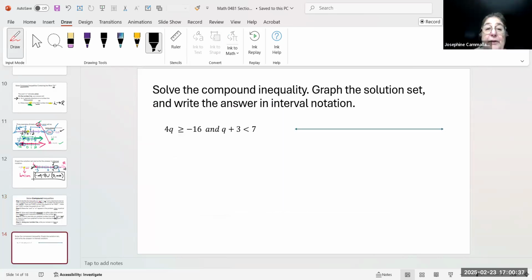Here we go. Okay, here's my and. I'm drawing my vertical line. And means what is in common. Okay.